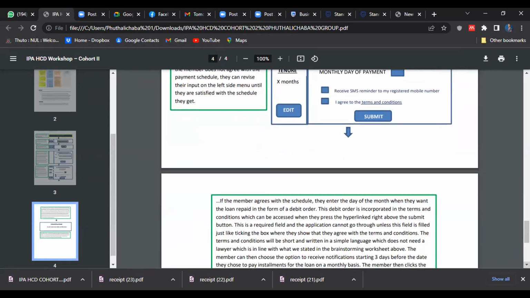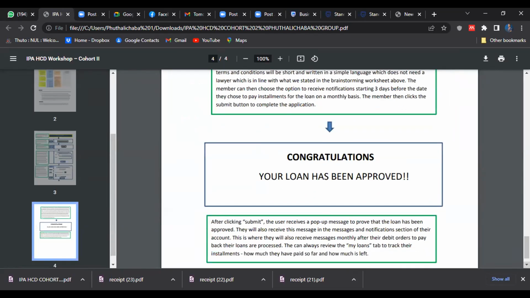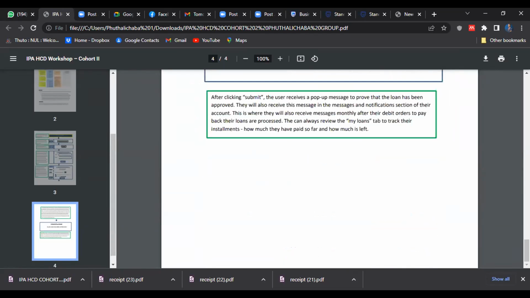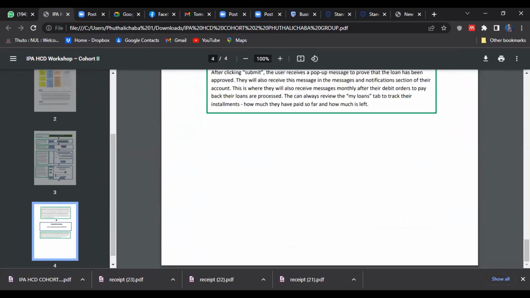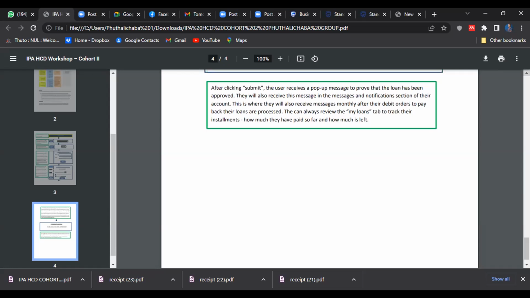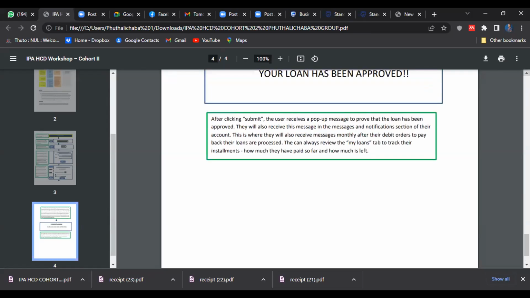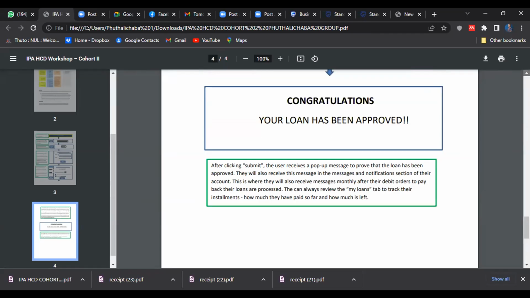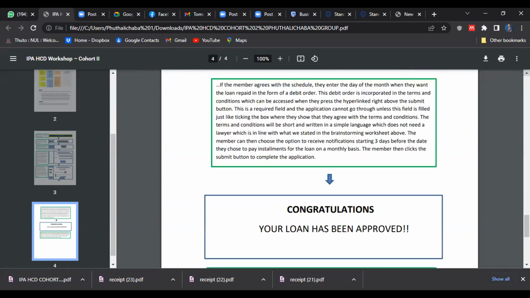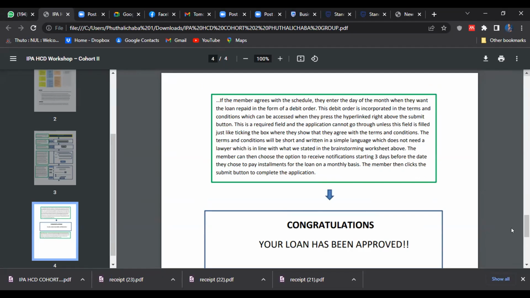Then after you have submitted, it will go through to the admin. Remember, the admin should be the office admin, and then the manager will approve, and then the credit committee will approve. Once that has been approved, then the loan will be sent to your bank account. That is the brief way I can explain it.